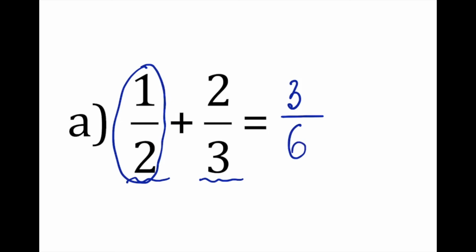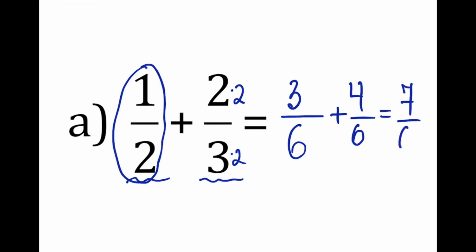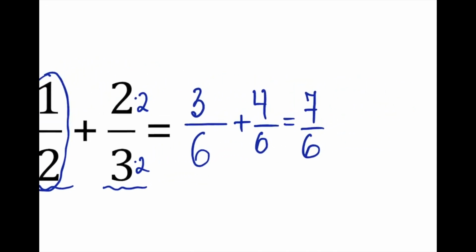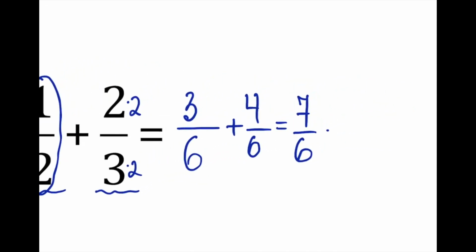And then 2 over 3, to turn that one into a fraction with the denominator of 6, I would have to multiply both by 2. So that would give me 4 over 6. And together, that will be 7 over 6. And then to make this a mixed number, 7 divided by 6 will give me 1 whole. And then 1 times 6 is 6. And that leaves me with 1.